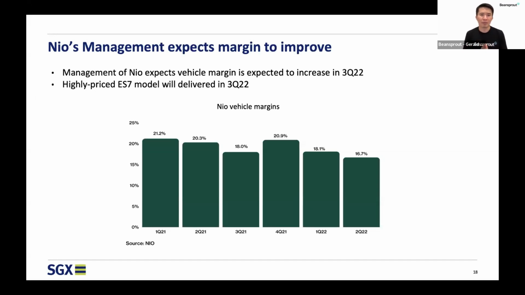Okay, so what we saw is that for some of these EV companies, going into the second half of this year, they would think that the number of deliveries that they have could potentially start to pick up. And with that, the decline in margins over the last few quarters can potentially start to improve once again.